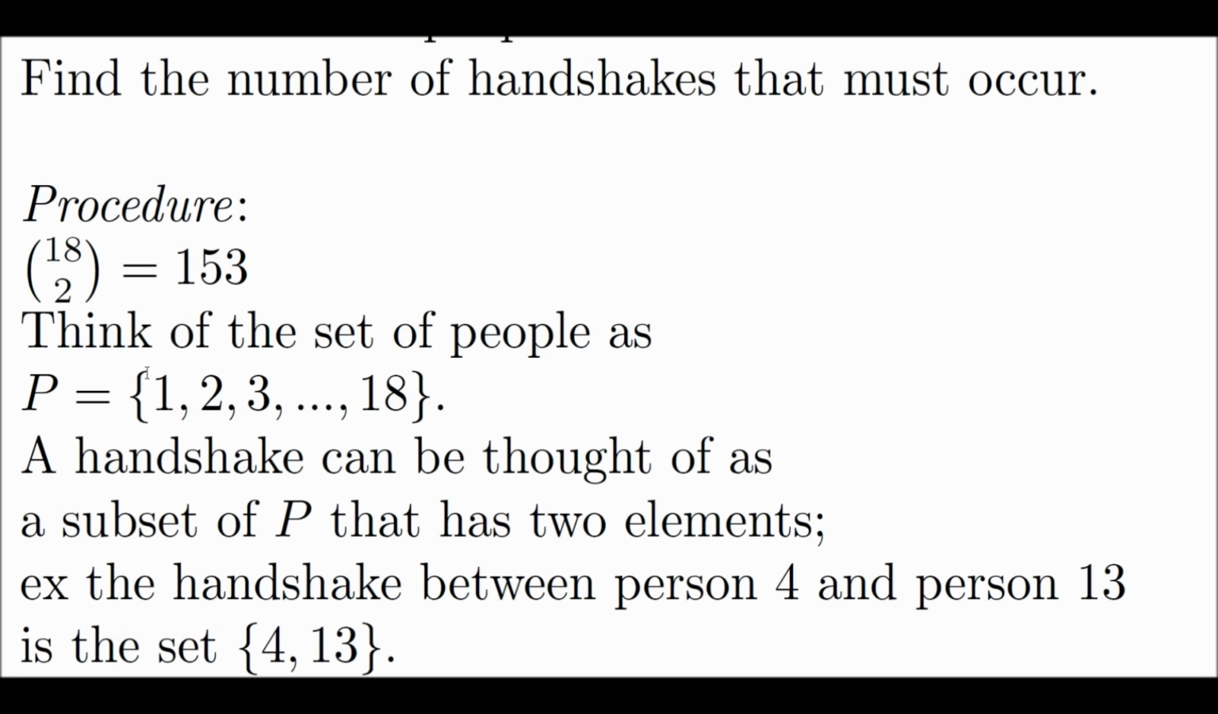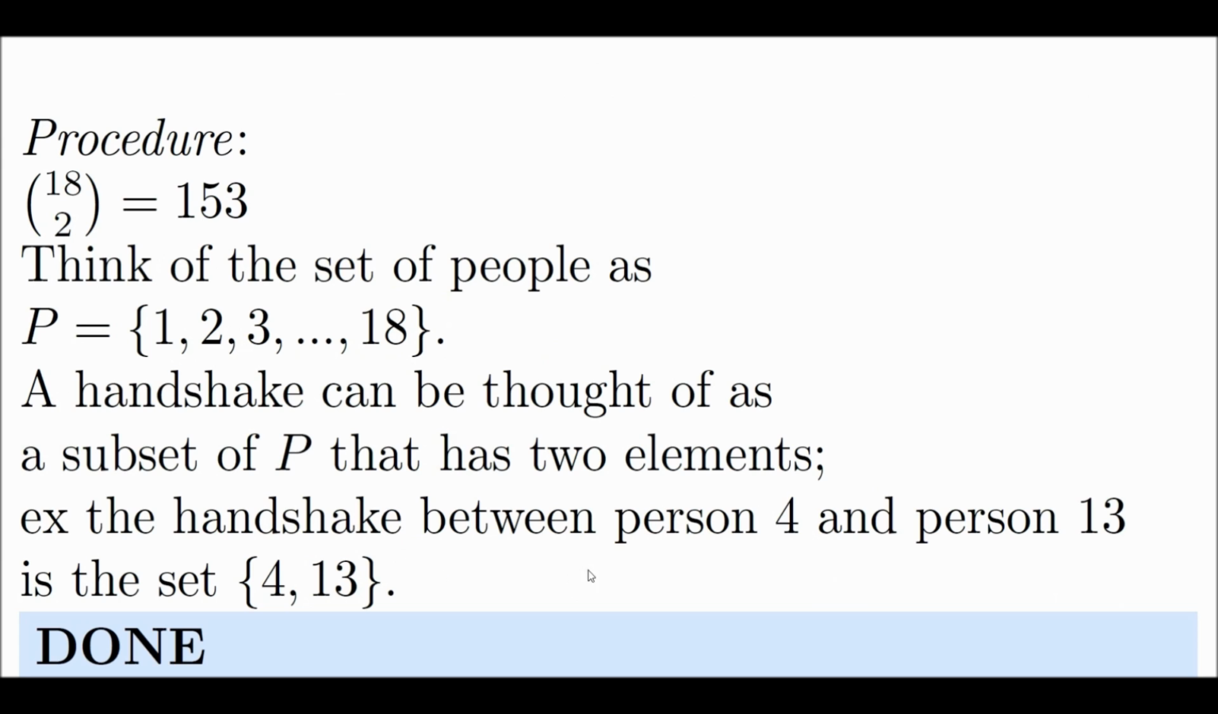So think of the set of people as the set P. So I'm going to call the people 1, 2, 3 up to 18. So you have person 1, person 2, person 3 up to person 18. You can think of a handshake as a subset of P that has 2 elements. For example, the handshake between person 4 and person 13 would be the set {4, 13}. So if I want to count how many handshakes I would need, I'm just going to count the number of subsets I could form of size 2. So the number of subsets here of size 2 would be 18 choose 2, and there's 153 of those subsets.